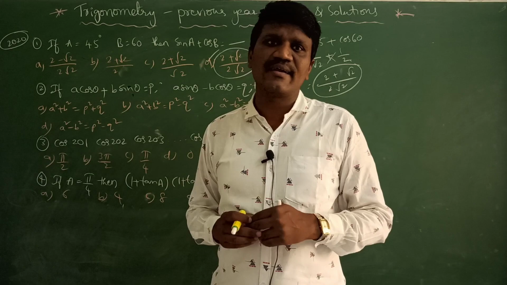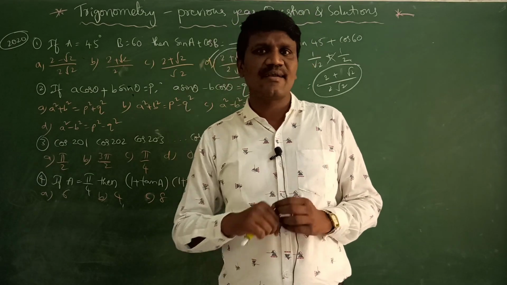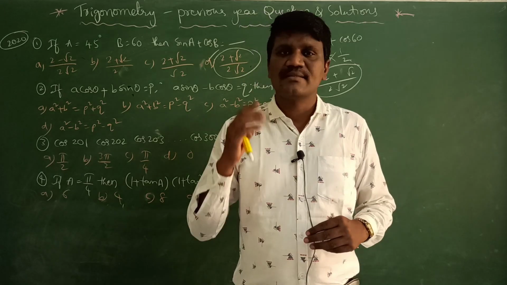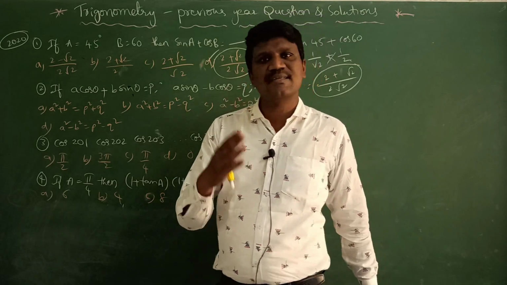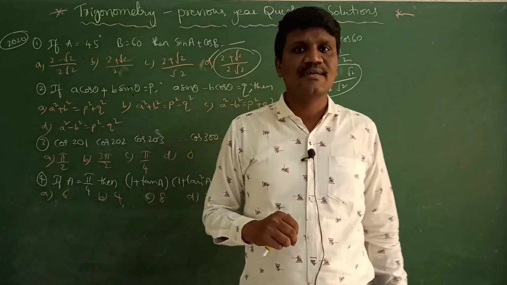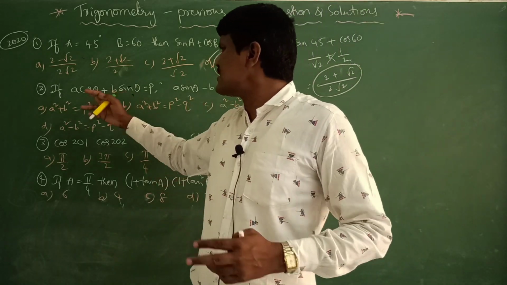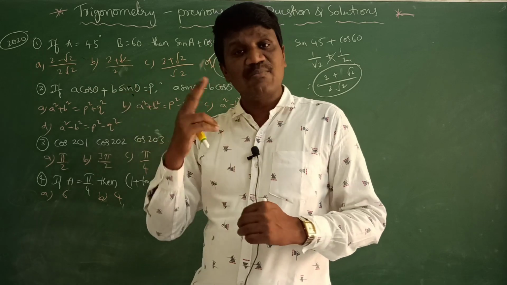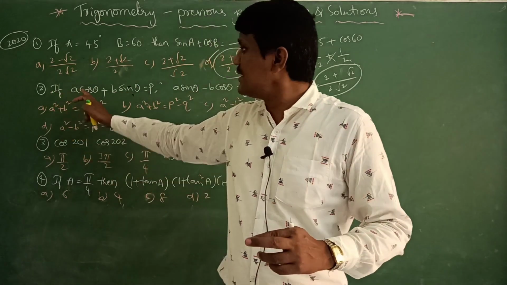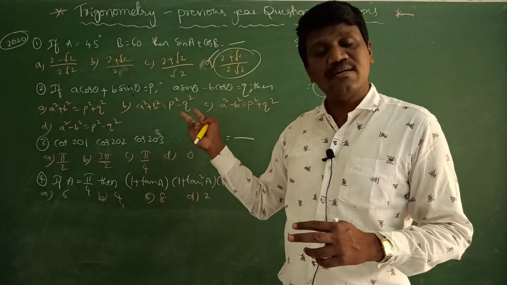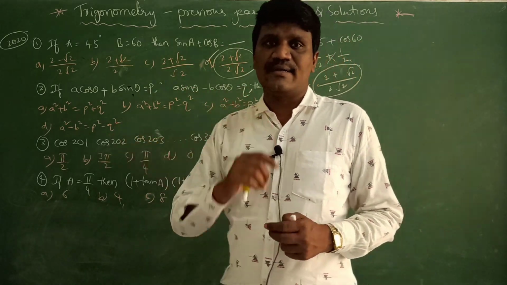We know the trigonometric identities. What are the trigonometric identities? The first identity is sin square theta plus cos square theta is equal to 1. The second identity is sec square theta minus tan square theta is equal to 1, and the third identity is cosec square theta minus cot square theta is equal to 1. Sometimes if it is sin theta and cos theta, it will come under the first identity. If secant and tan, it will come under the second identity. If cosecant and cot, that will come under the third identity.